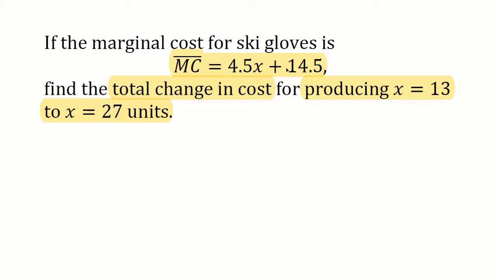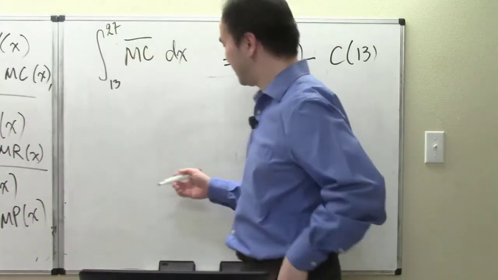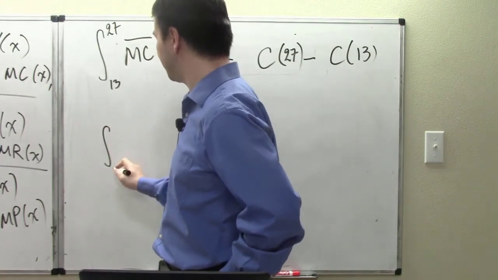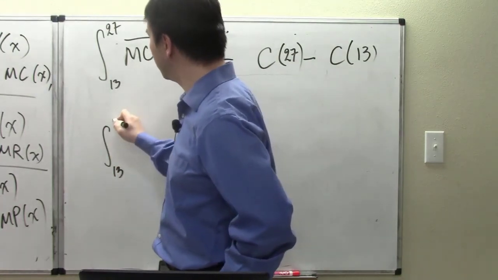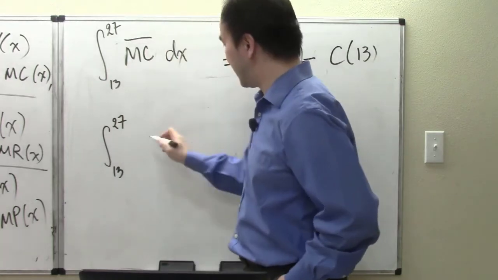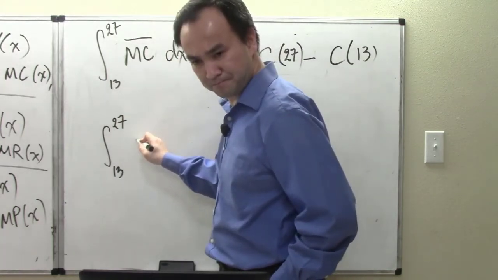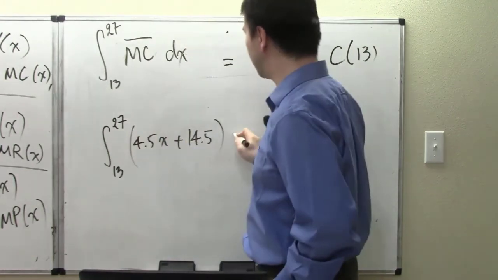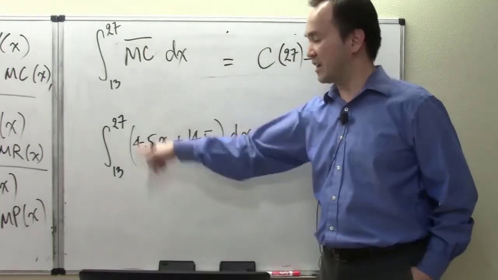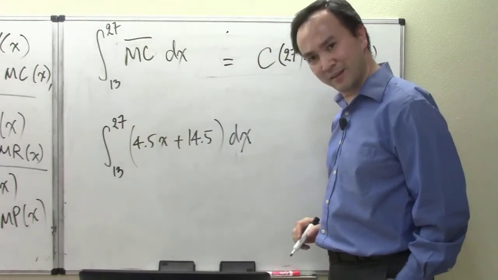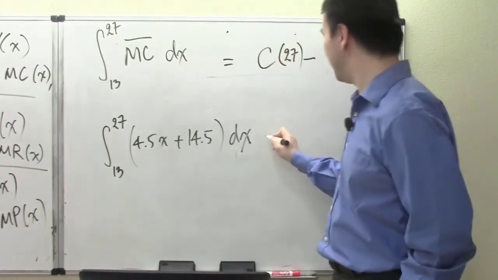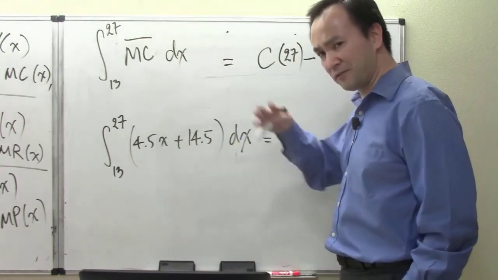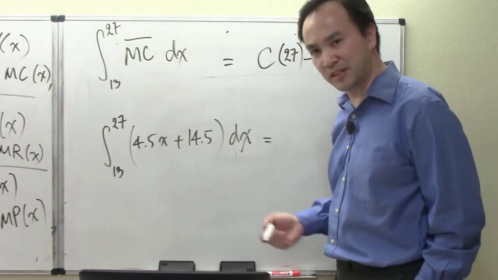Okay, so there we go. This is our marginal cost function, 4.5x plus 14.5. So in that way, now the story becomes so clear. We have a starting setup, a definite integral from 13 to 27. Our marginal cost function there was 4.5x plus 14.5, and now I'm going to take the integral over that interval with respect to x. And so now the work will become a lot easier. I'm going to go through the fundamental theorem of calculus steps one by one right here.